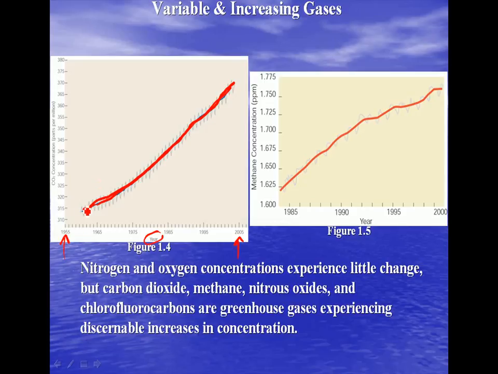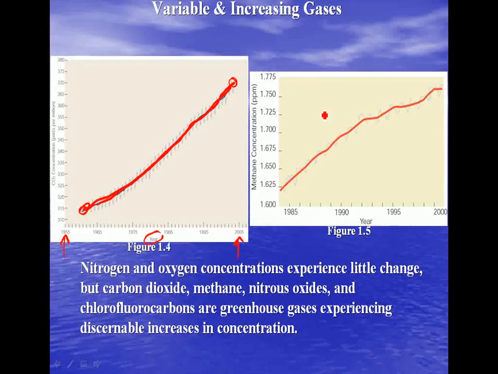And you see that trend line increasing as we go through the years. In fact, if we look back around 1960, it was about 315 parts per million, and as of 2005, it looks like it's right around 370 parts per million. So we've had a 55 part per million increase in the concentration of CO2. We'll talk about why that has been occurring a little bit later.